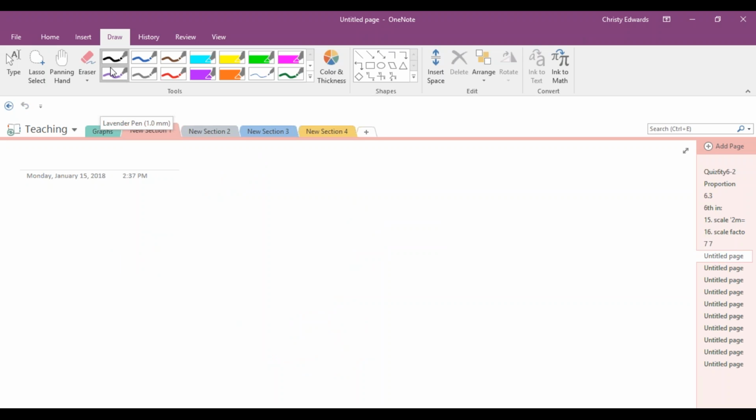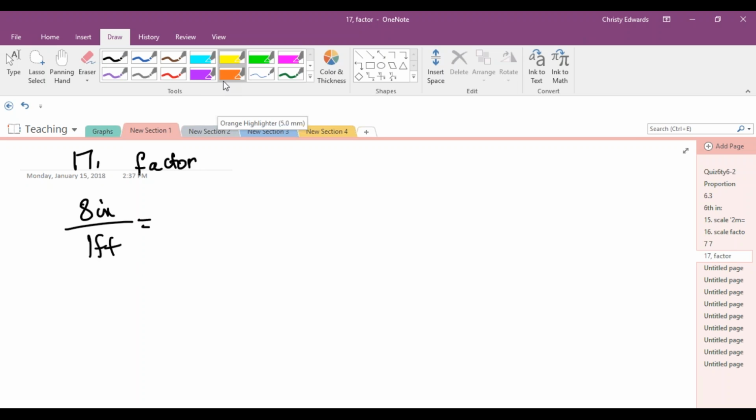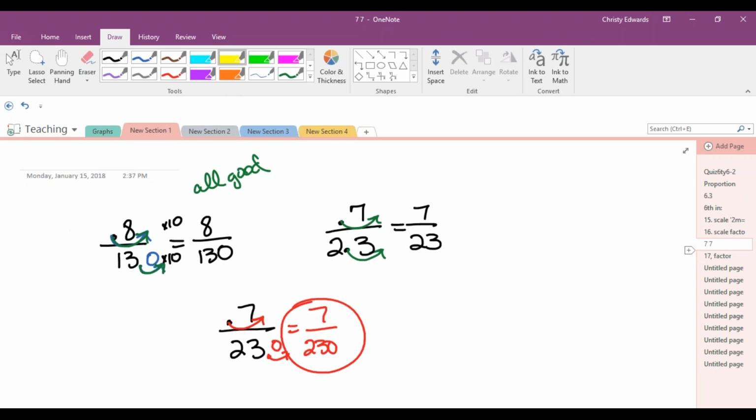Okay, I hope that's helping people rolling along. 17. What's the scale factor if the scale is 8 inches to 1 foot? Okay, what should we do? If they say scale factor, everyone. Oh, wait, on this one? This one, Sam?